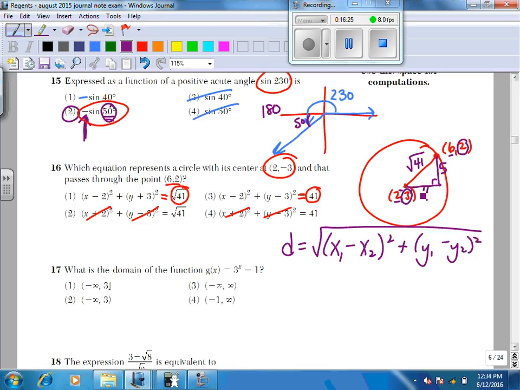Plug in the x's and the y's, and it would still give you square root of 41. But because the equation of a circle should equal the radius squared, not just the radius, our answer is choice 3.